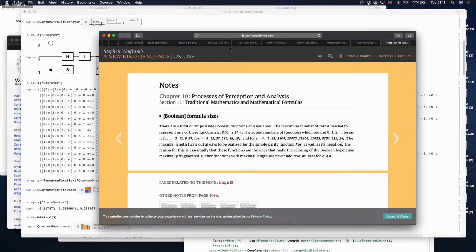This is some claim. There are 2 to the 2 to the n possible Boolean functions. The maximum number of terms in DNF is this. So this is the answer, for DNF at least. XOR is always the most difficult. Oh, that's interesting. The reason for this is that these functions make the coloring of a Boolean hypercube maximally fragmented. So I wonder what the analog of that in the quantum case is.